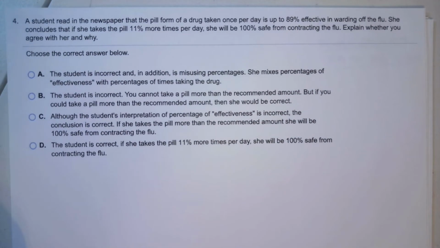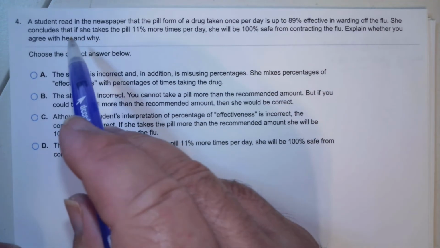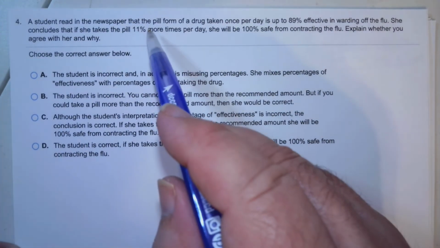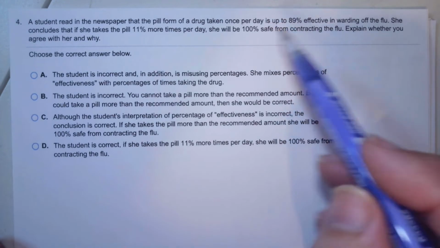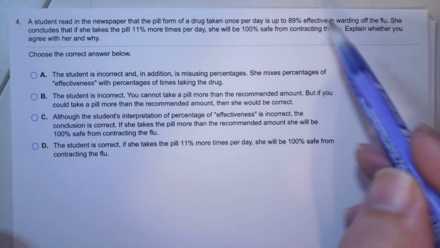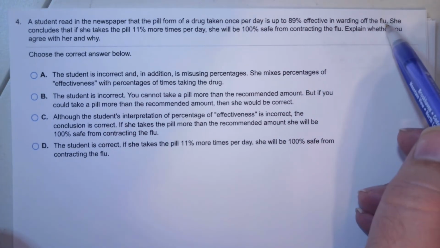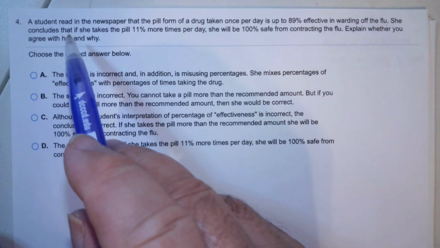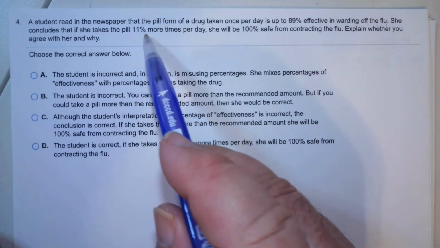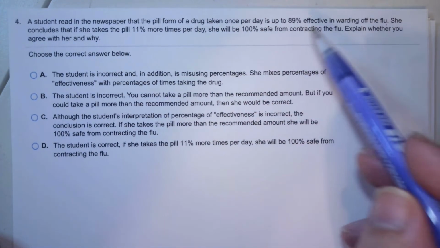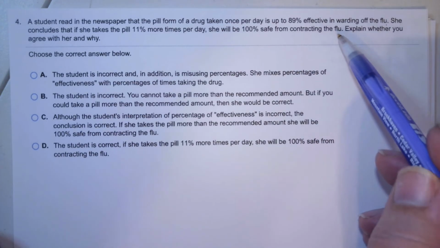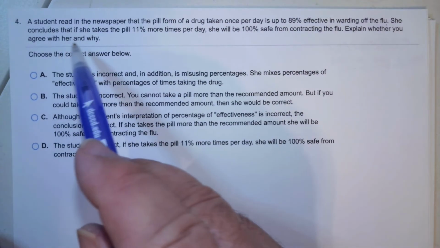Okay, question number 4, the last one. A student read in the newspaper that the pill form of a drug taken once per day is up to 89% effective in warding off the flu. She concludes that if she takes the pill 11% more times per day, she'll be 100% safe from contracting the flu. Explain whether you agree with her and why.